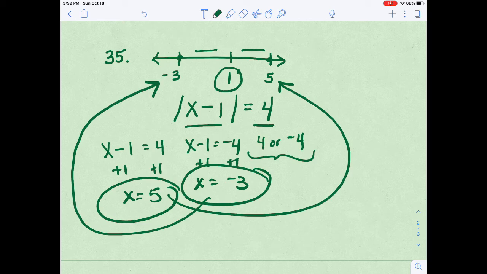When you do these, look for the middle number. That's the thing that you're going to subtract. And then look for the distance that the answer is. How much distance is on either side of this number, and that will be this number.